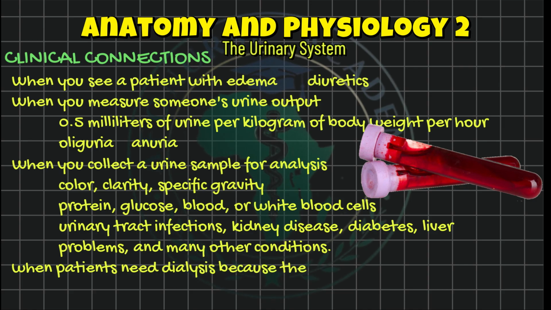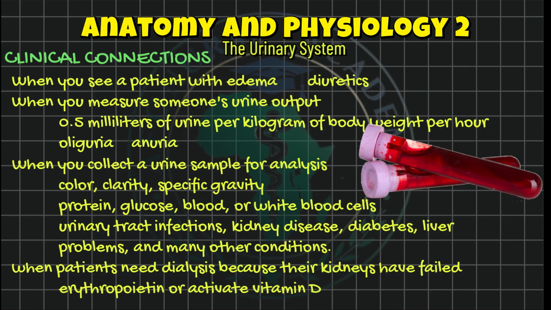And when patients need dialysis because their kidneys have failed, understanding what healthy kidneys do helps you understand what dialysis is trying to replace. Dialysis filters waste products and excess fluid from the blood. It balances electrolytes and it helps regulate pH. But it can't do everything kidneys do. It can't produce erythropoietin or activate vitamin D, which is why dialysis patients often need medications to replace these functions.